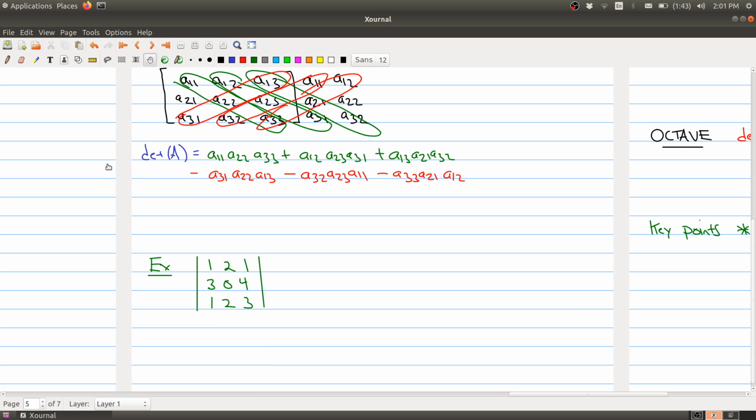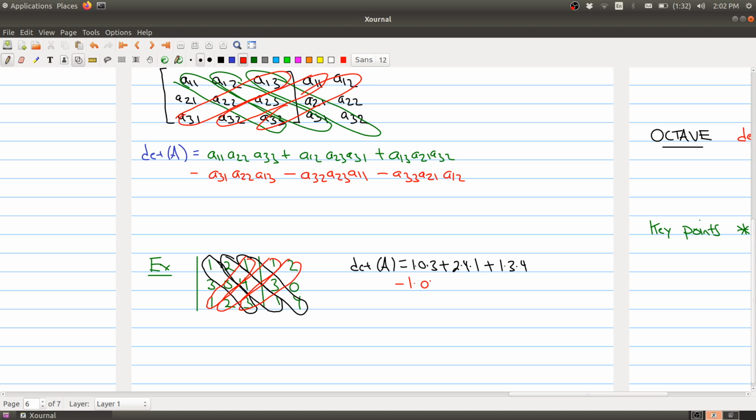So here's the example that we've been using throughout today's lecture, and let's see how we would use this new trick. So I rewrite the first two columns beside it, and I guess I messed up my coloring scheme here, but that's okay. Here are my three down diagonals. So I know that the determinant of A is going to be 1 times 0 times 3 plus 2 times 4 times 1 plus 1 times 3 times 4. And then my diagonals going in this direction, circle these guys, gives me minus 1 times 1 minus 2 times 4 times 1, and then minus 3 times 3 times 2.